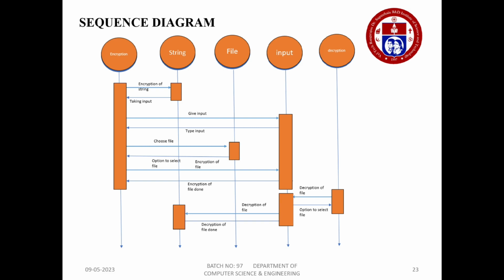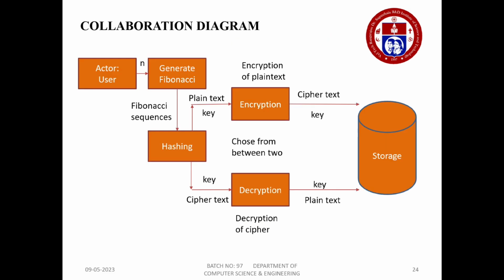Sequence diagram. There we have the sequence of the actions which the program will carry out: some encryption, the analysis of string, the input of file, the processing of input and decryption process. First, the encryption string is carried out, then input, file, and decryption. The actions have been laid out in sequential manner.